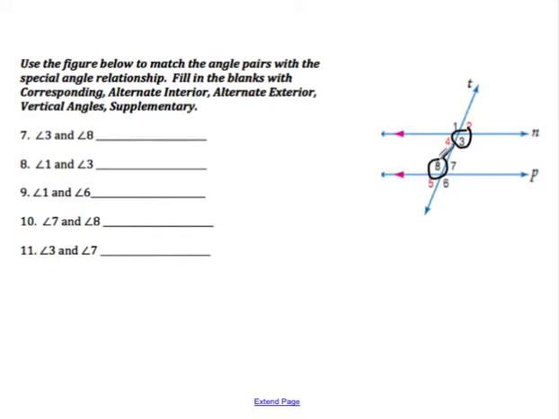So I noticed that 3 and 8 are both on the inside on opposite sides of the transversal. That makes them alternate interior. And I'm just going to abbreviate, but if you want to write out the full thing, you can. Please make sure that you don't just write interior, or just write alternate, because there's alternate exterior and alternate interior. And interior can mean a lot of things, so you need alternate and interior.